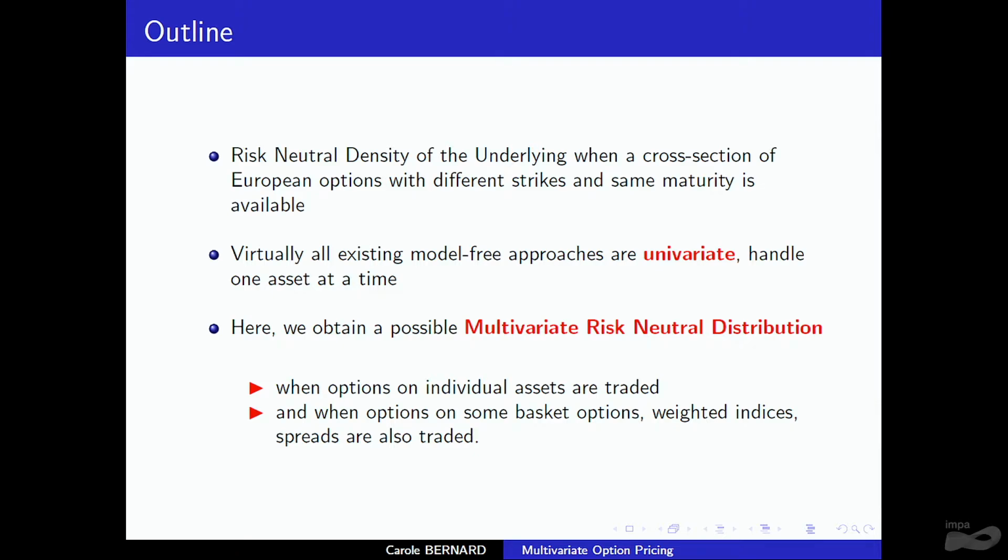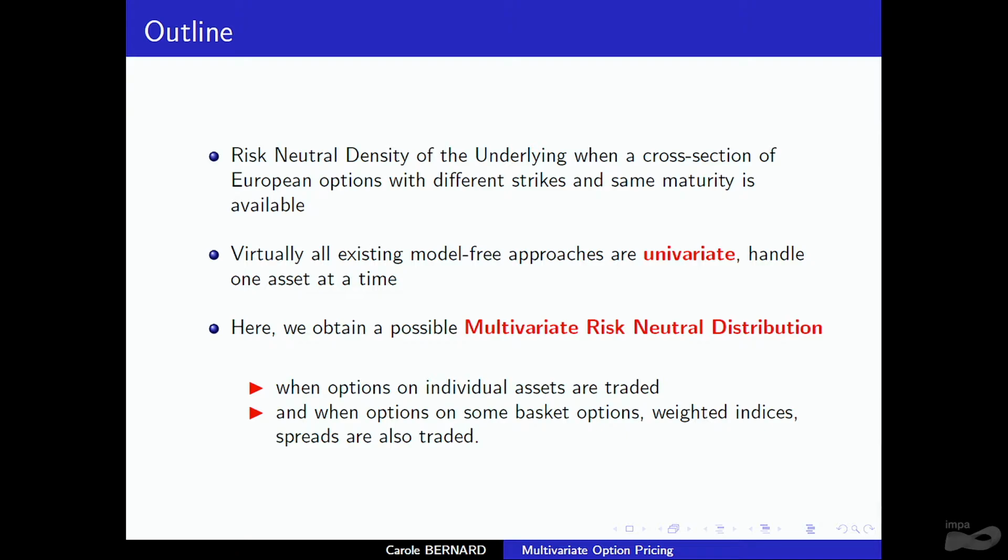Now in the multivariate case, there are very few methods, and a lot of people rely on assuming a model, or mixtures of models. There are very few approaches that try to get a model-free approach to really get the multivariate risk-neutral distribution. And so what we do in the paper is construct one model that is consistent with all options on a set of individual assets, and also all options on basket options that are linked to these individual assets.